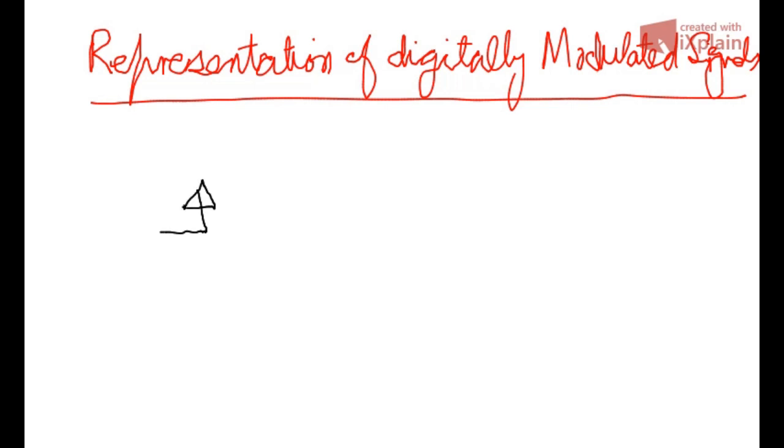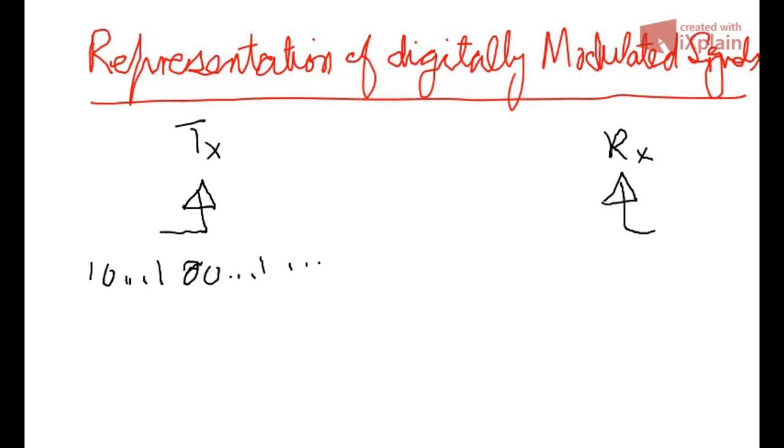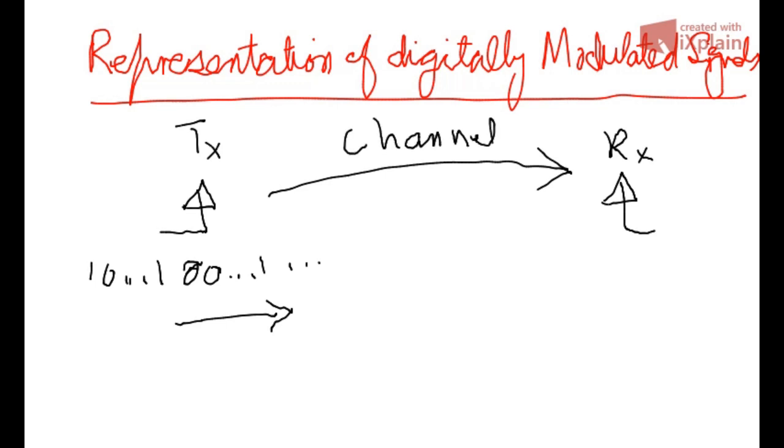The target of a digital communication system is usually to transmit a sequence of bits. Suppose you have some sequence of bits here at the transmitting end, 0, 0, 1, and so on. The transmitter is required to transmit this sequence of bits to the receiver successfully. It is transmitted over some medium. We call this medium a channel. So this is our channel.